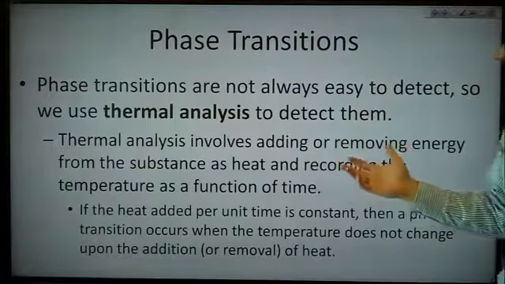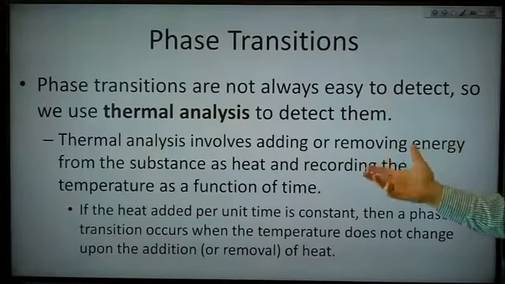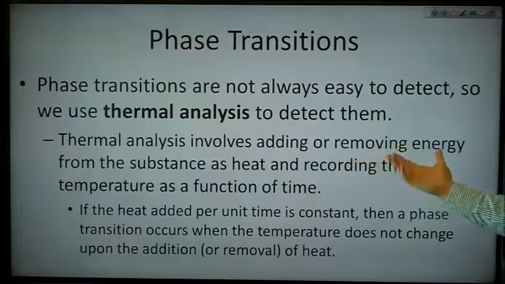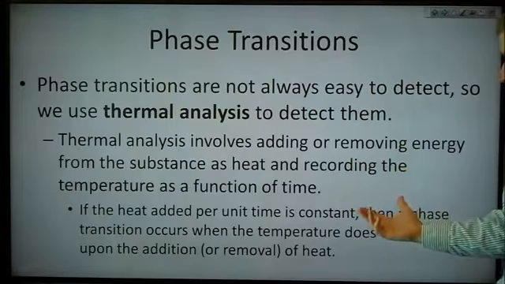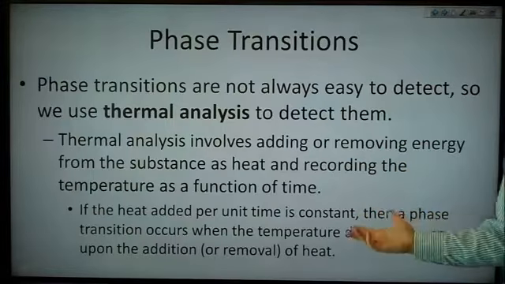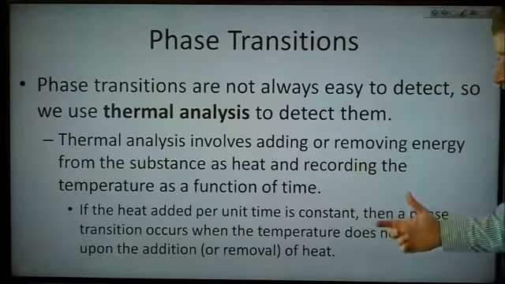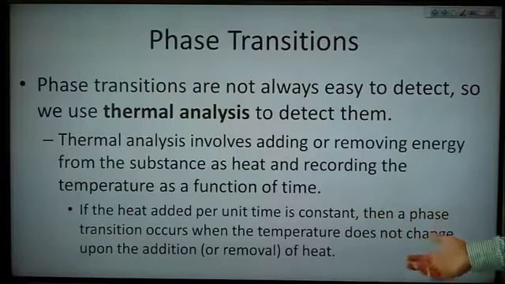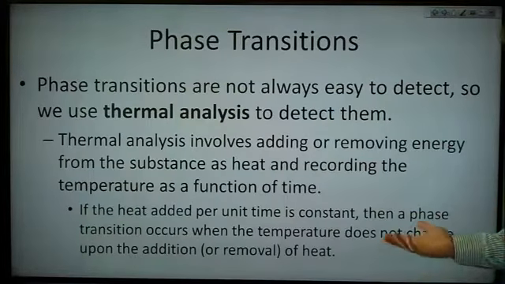So phase transitions are not always easy to detect, so we use thermal analysis to detect them. So what we do is we add or remove energy from a substance as heat, and then record the temperature as a function of time, just like the graph on the last slide. So if the heat added per unit time is constant, then a phase transition occurs when the temperature doesn't change when we add or remove the heat.